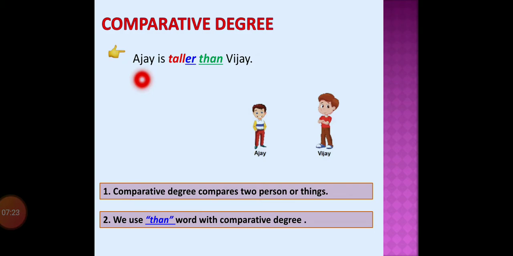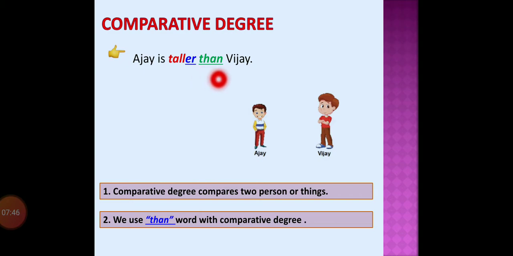This is a typing mistake. Vijay is taller than Ajay. Means "than". किससे ज़्यादा tall है वो? तो to show that we have to use a "than". It means in comparative degree there will always be the word "than".